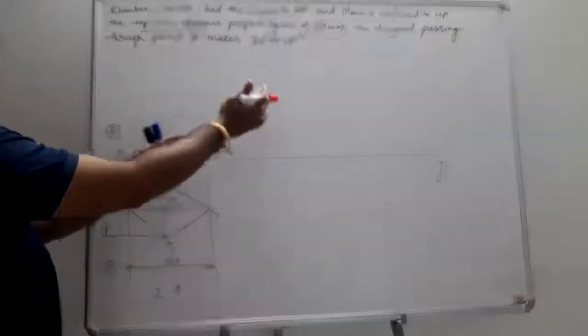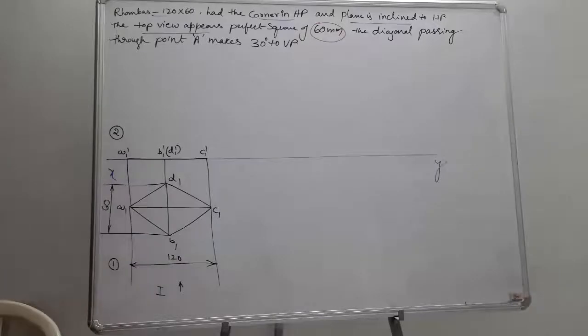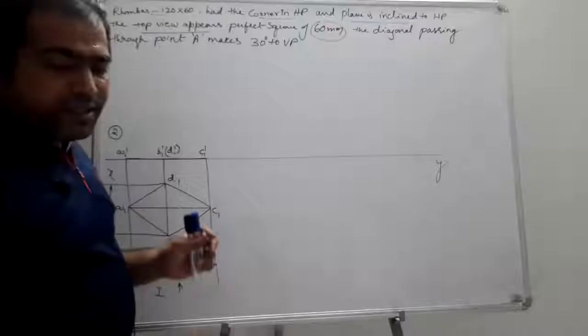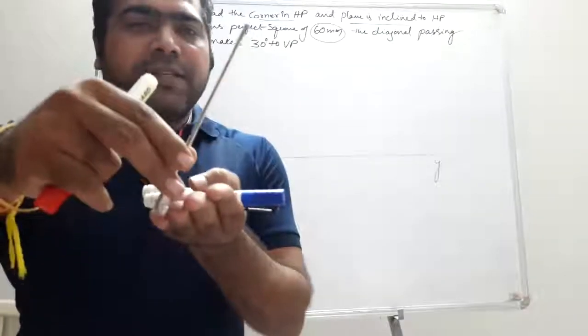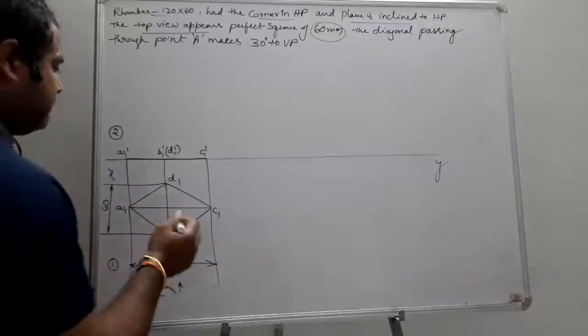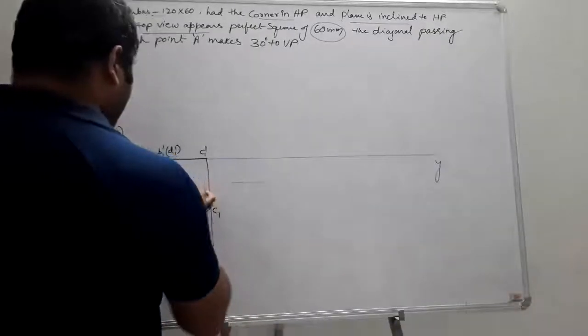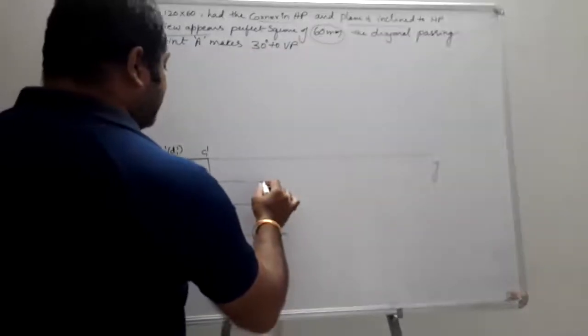Whenever it is lifted for some inclination, if you see from the top, the front view is going to be lifted by some angle theta, but I don't know the angle theta, I have to find it. For example, here it is going to be the plane. If it makes some inclination theta, and I see the top view, it should appear as a square. I know it is going to be the square of 60. So for that, first of all, I construct my square.